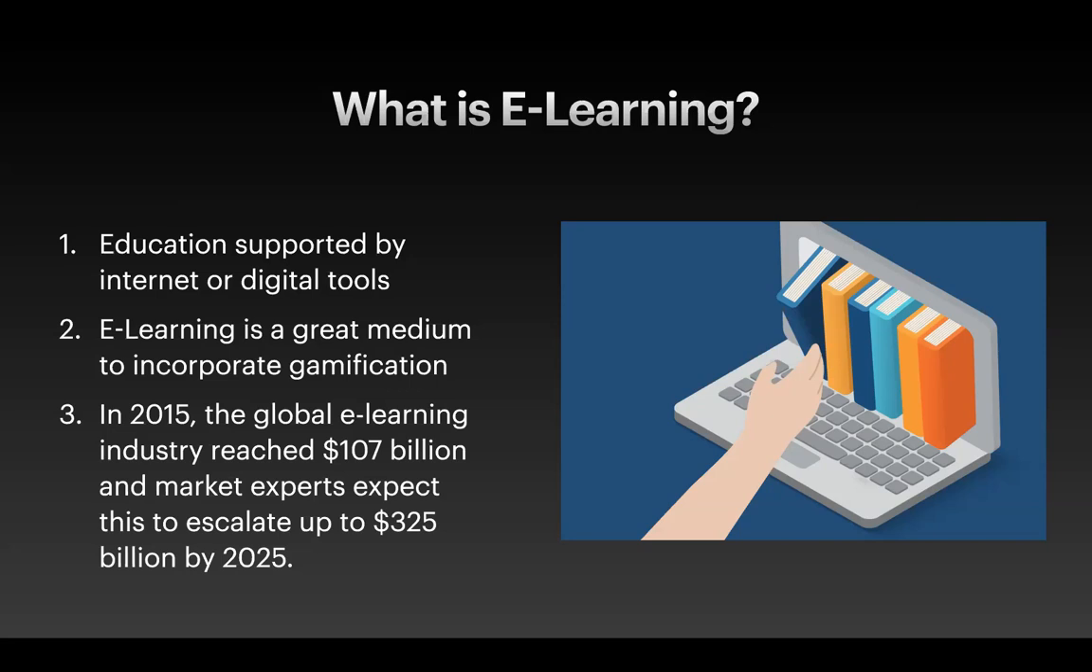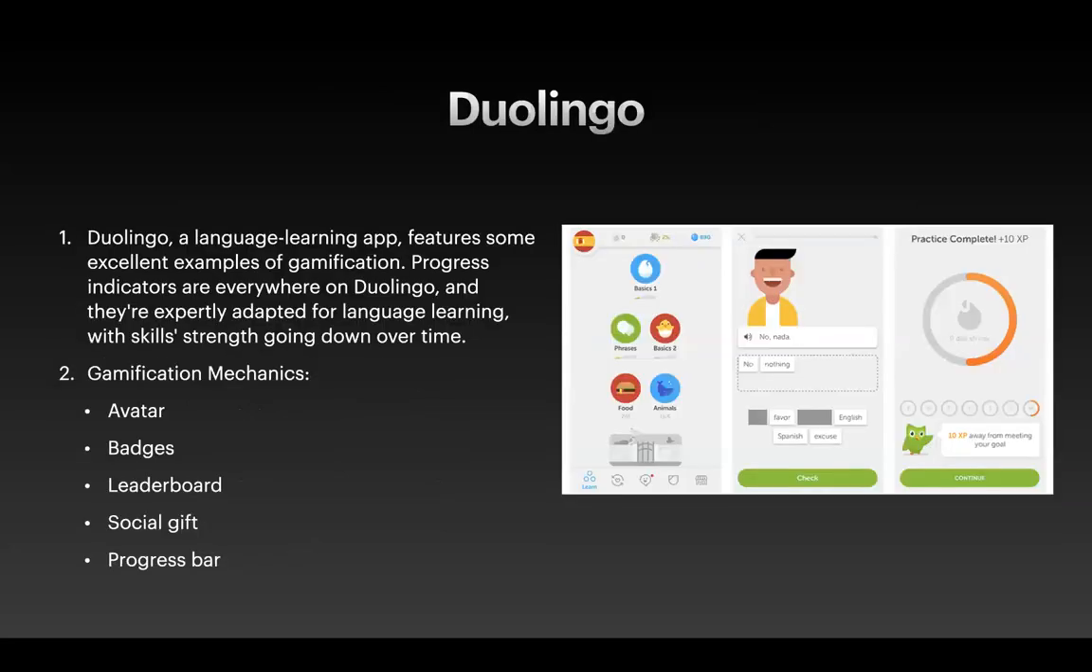So yeah, I think e-learning will flourish, and gamification, especially for Gen Z and the millennials, will be more appealing to those 2 generations. And then let's see one of the most successful language learning apps, called Duolingo. Duolingo is a language learning app that features some excellent examples of gamification.